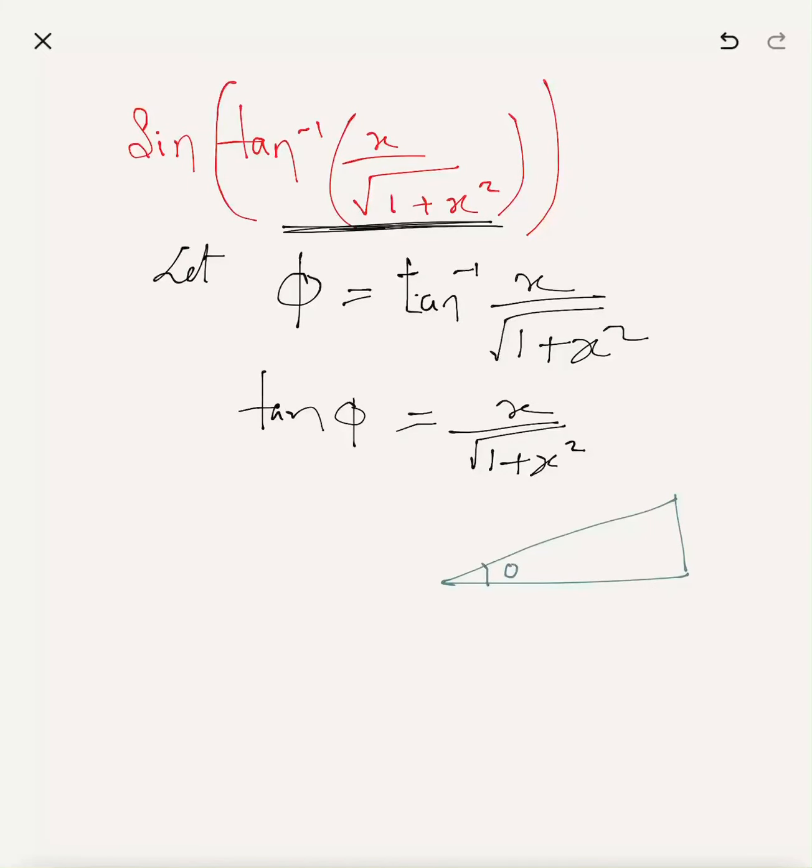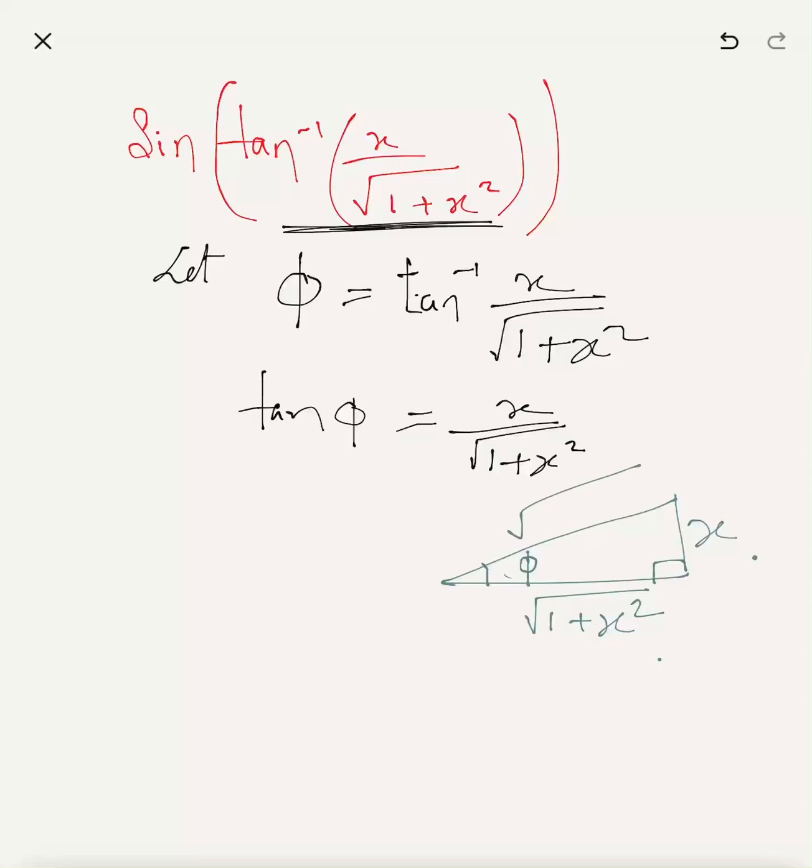Here you have got theta, this is your 90 degree, and what is tan? Sorry, this is not theta, it should be phi. Okay, now it is phi, I have taken it to be phi. So this is your x and this is your root of 1 plus x square. Is it clear? Perpendicular by base. So your hypotenuse will be perpendicular square plus base square.